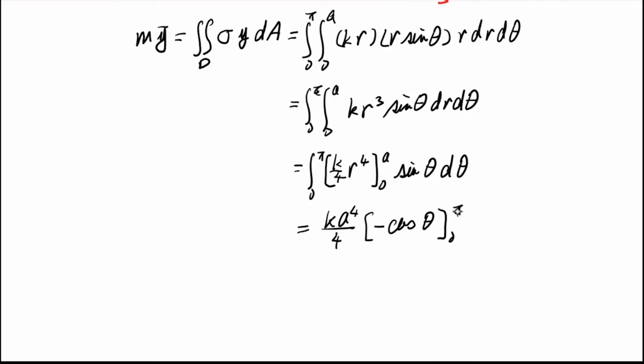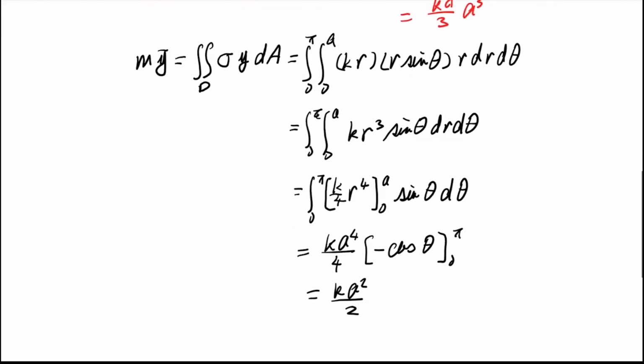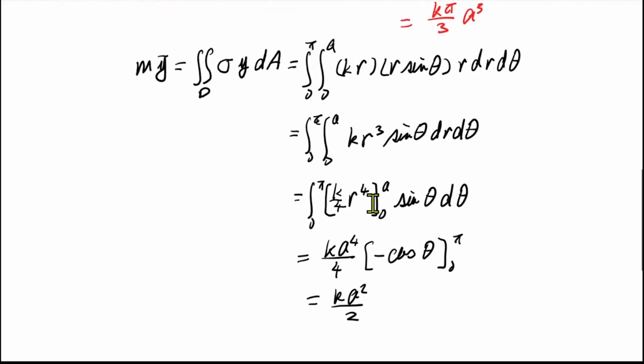So we have k a squared over 2. Good. Now you notice that I wrote a to the 4th. Huh? A to the 4th. A to the 4th, of course. Nice catch.